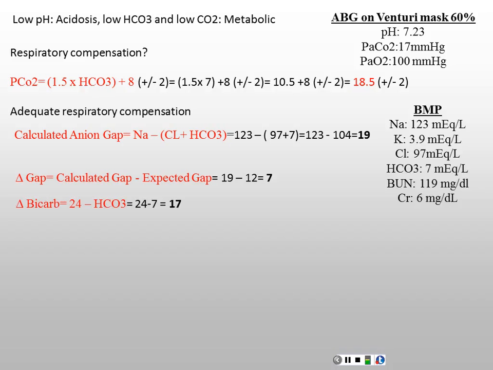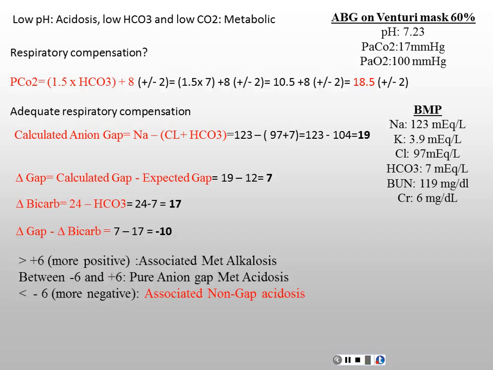Next step will be calculation of delta bicarb. 24 minus HCO3. 24 is the normal level of bicarb, and this number will be 17. Next step will be calculating the delta number, and this will be 7 minus 17. This is minus 10. If you remember from the last example, again, we are falling in this category here, more negative than minus 6. And this means there is associated non-anion gap acidosis.